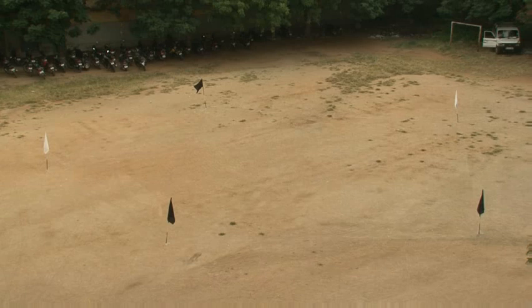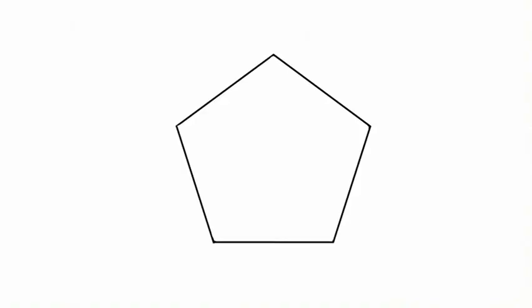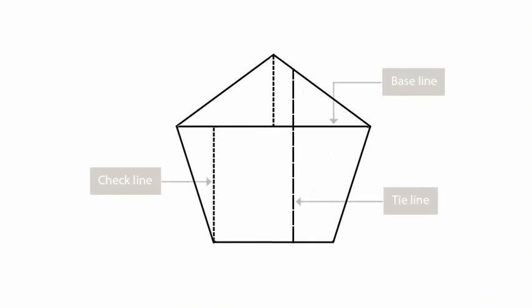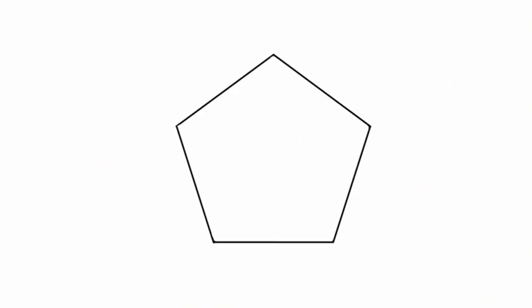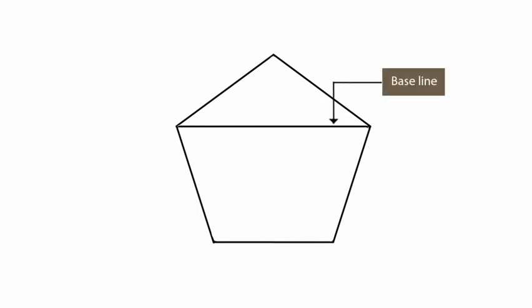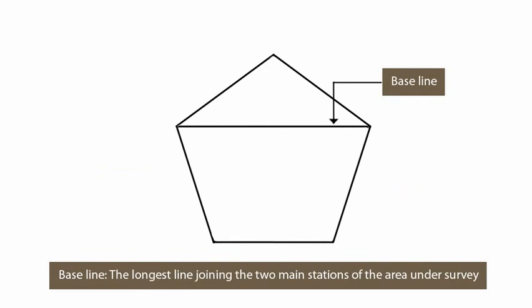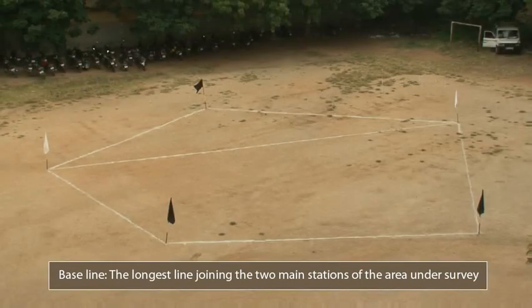We see lines of different styles on survey maps or plans. They are named as the main survey lines, the baseline, check lines, and tie lines. Let us know more about each of them. The baseline is the longest line joining two main stations of the area under survey.